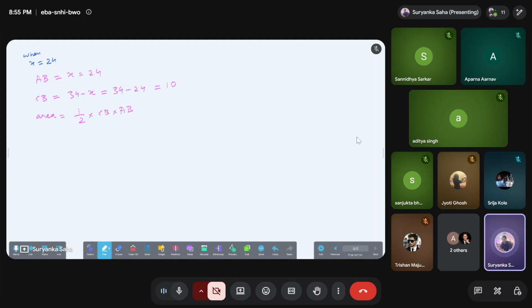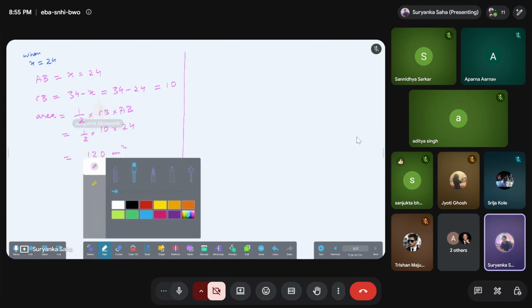So what is coming? Half, CB is how much? 10. AB is how much? 24. If you cut it, 2 cancels, 12. 120 is the answer, 120 centimeter square. Okay, so now you do the other part.